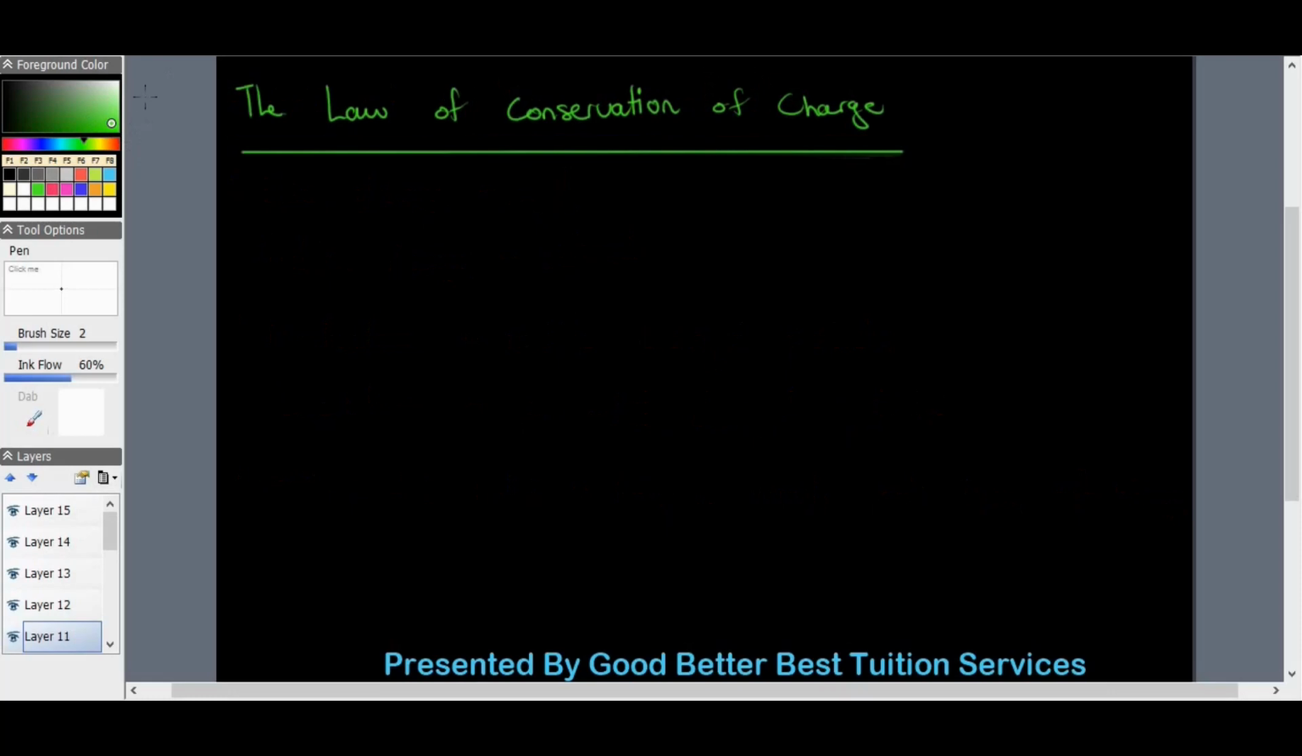Almost everything in physical sciences, from grade 10 all the way through matric, exists because there's a law in place. Science is almost based entirely on law. Nothing is outside of law. Law is only there to maintain order. Same thing here. The law of conservation of charge, what does it state?